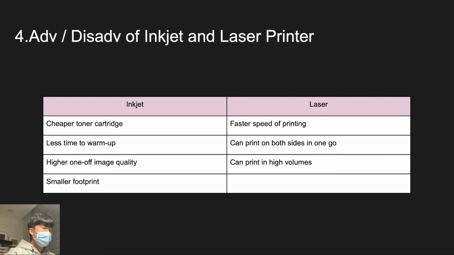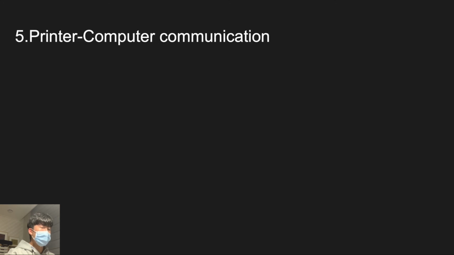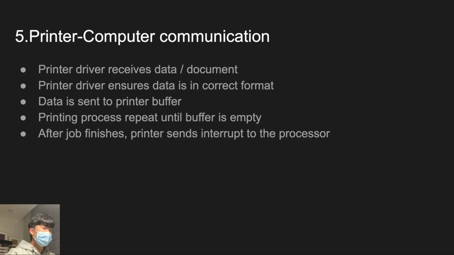So finally, I want to discuss the communication between printer and computer in terms of interrupt handling. To start with, the printer driver receives data or a document. The printer driver is the software in your computer that converts the file you want into a printable file that the printer can understand. So the printer driver ensures the data is in the correct format for printing, and it also checks if the chosen printer is available right now for the given job.